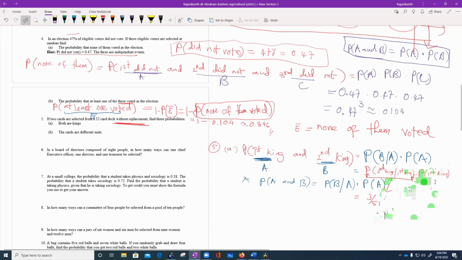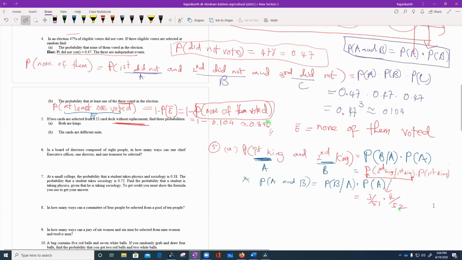The probability of choosing a king the first time. Oh, 4 out of 52. Very good, because the first time you will have all 52 cards in your card pack. Therefore, you are free to choose any of the 4 possible kings. So that is 4 over 52. Does that make sense? Others?